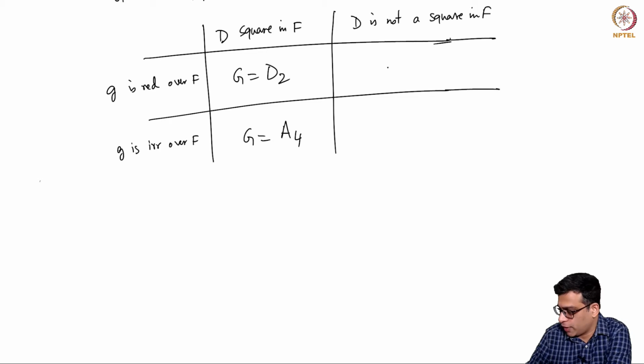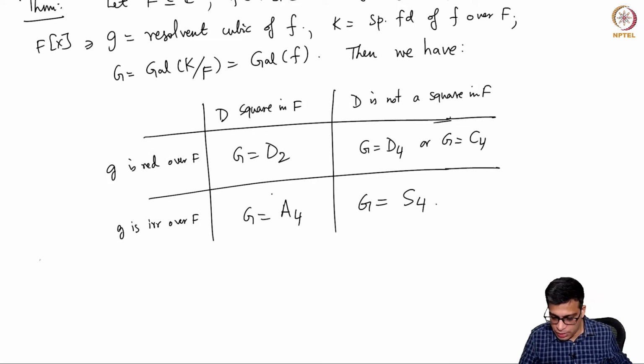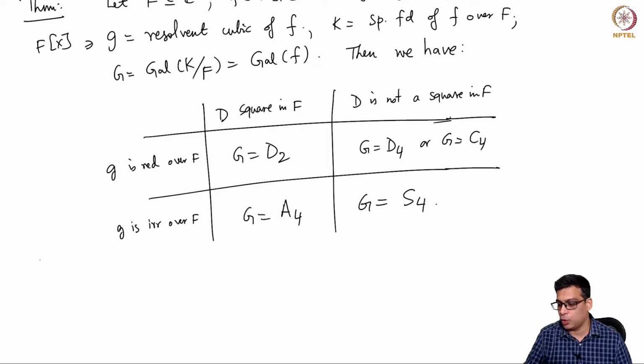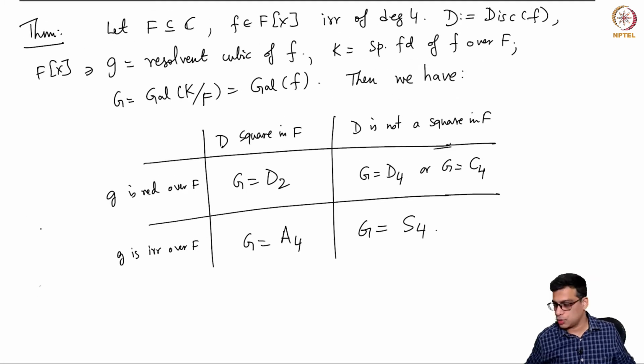When D is not a square, we have the other possibilities. So, you have G equal to D4 or G equal to C4, and in this case G is S4. Okay. In this case, this is completely determined. In this case, you have potentially two possibilities, but the degree of the extension will tell you which one will occur, because in here degree is 8, in this case degree is 4. So, if you know the degree and you know the behavior of capital D, the discriminant, and the resolvent cubic, you know the Galois group. Okay. So, these are the 4 possibilities.